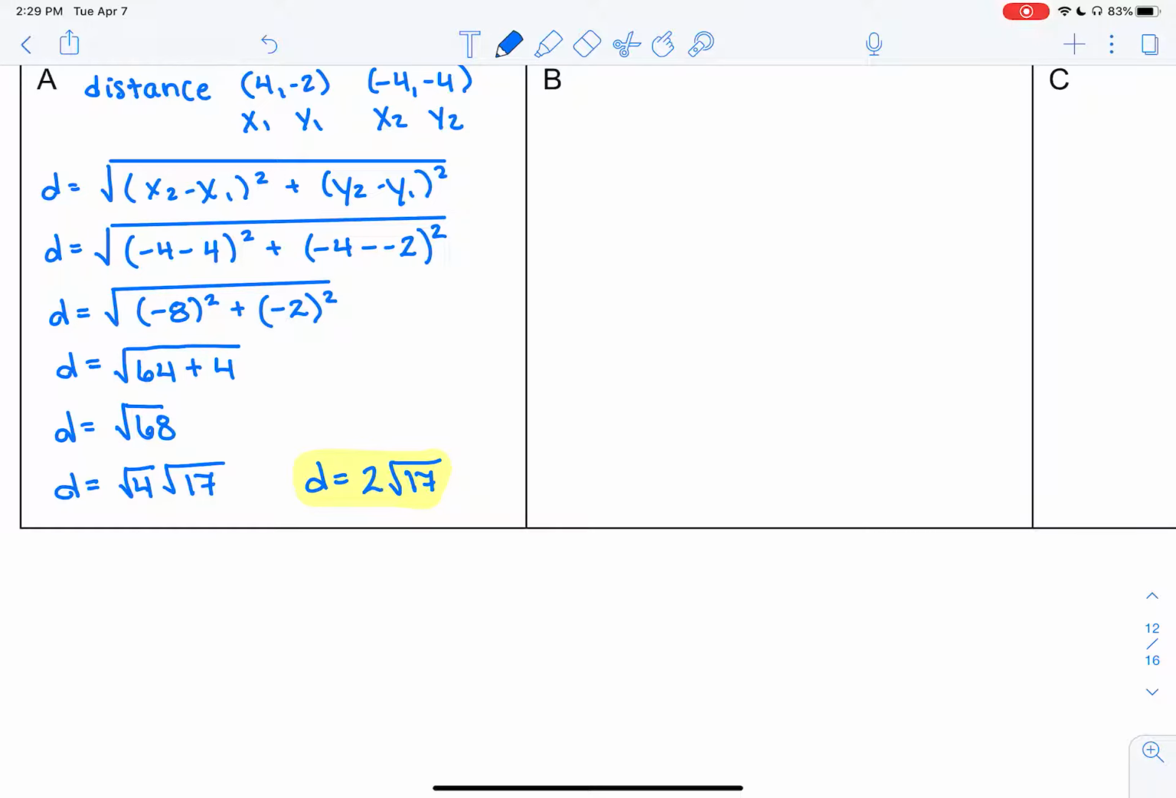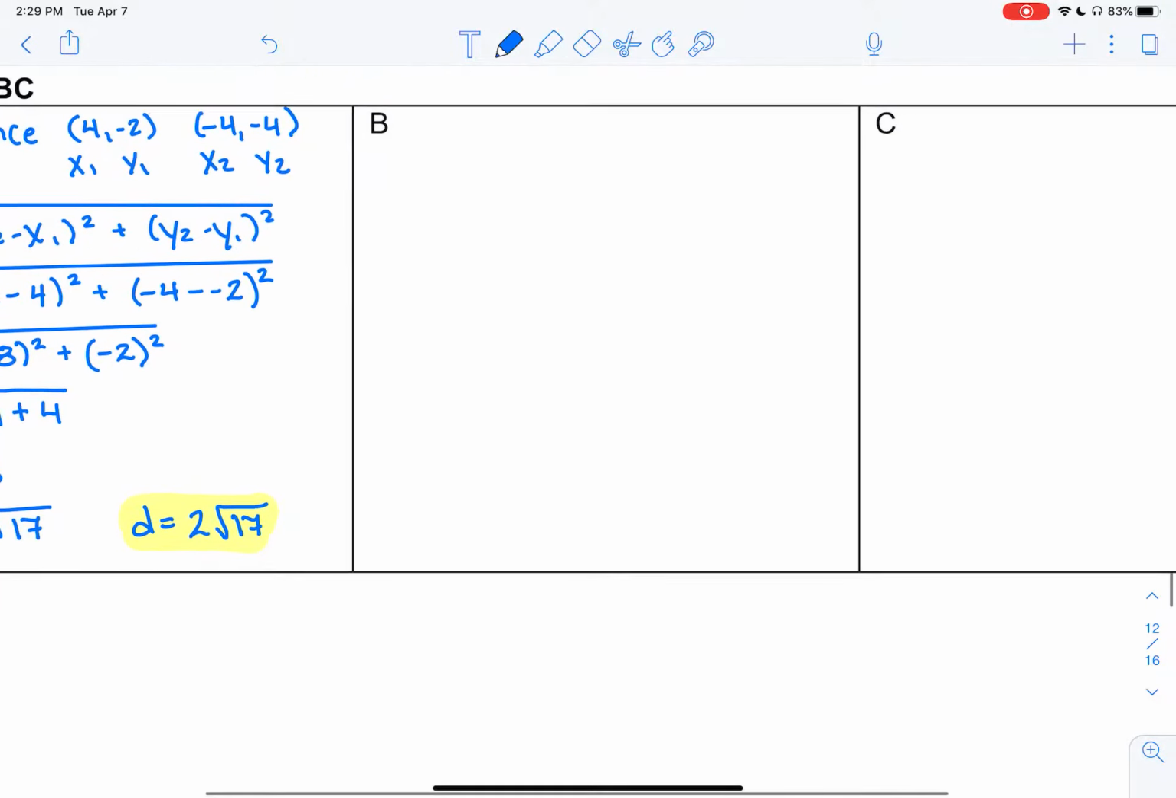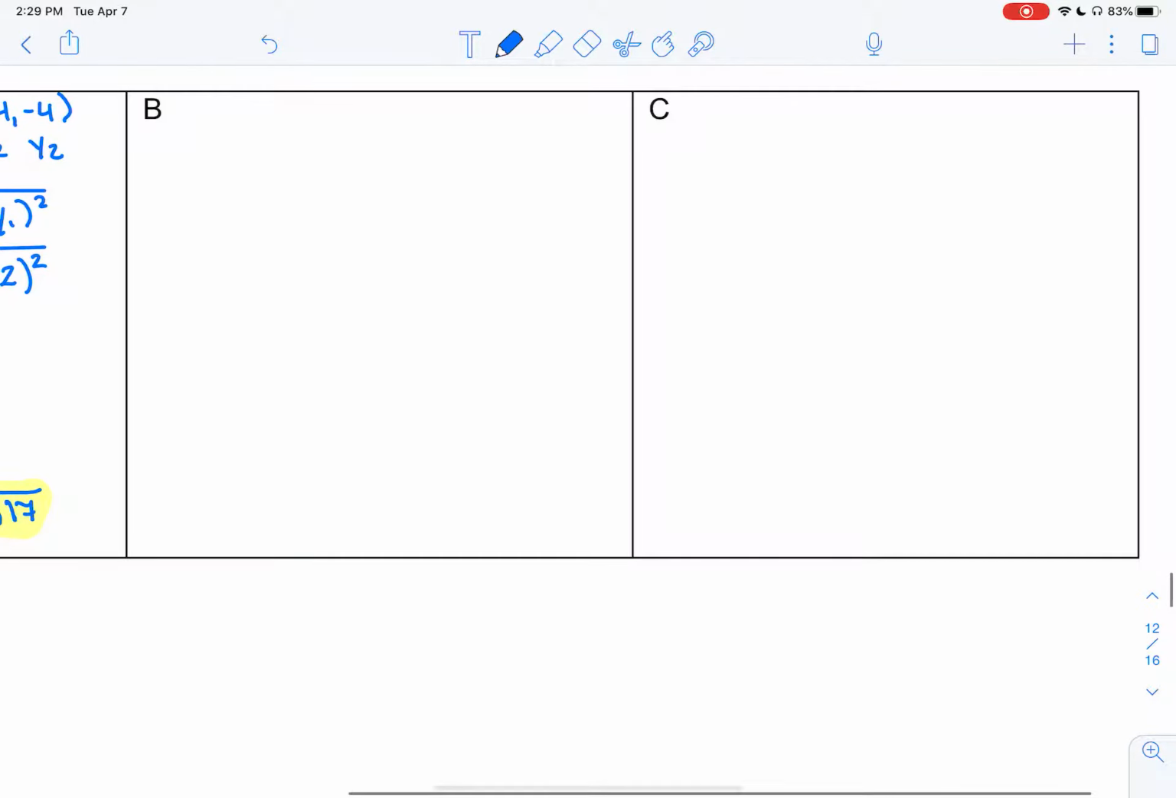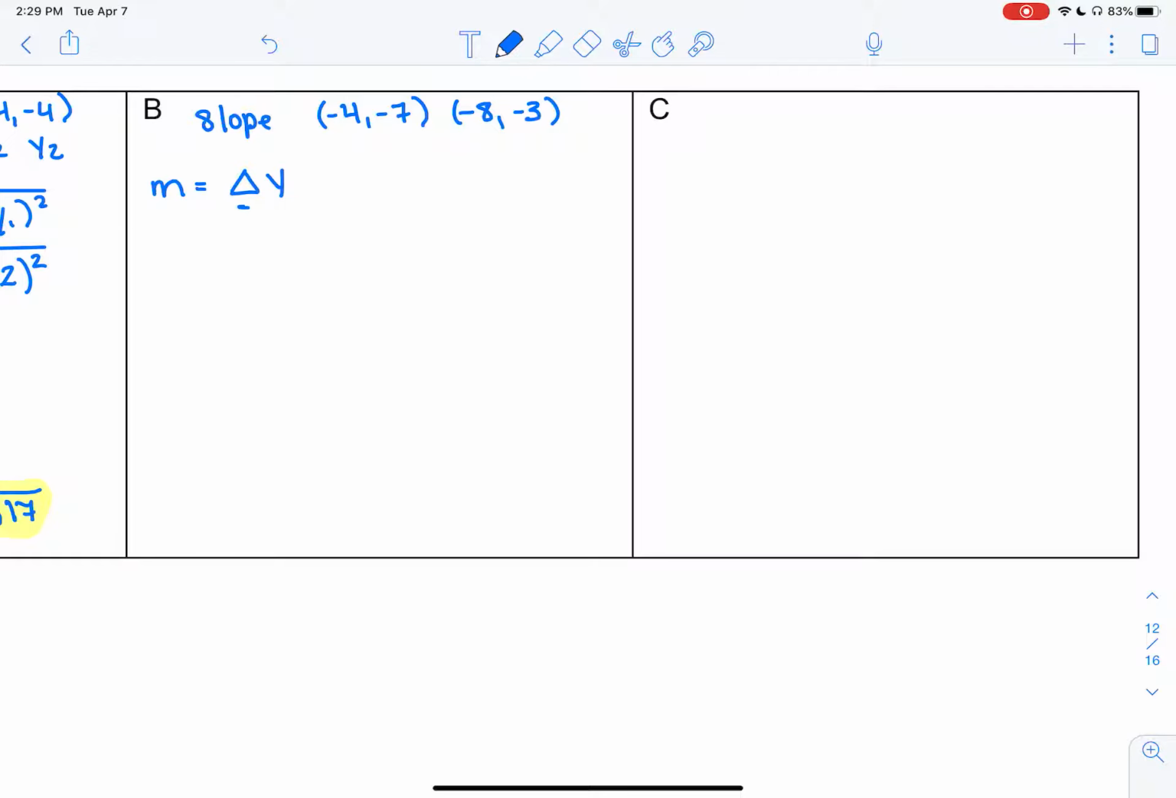Let's look at question B. We're going to find the slope when we are given 2 points. So we're finding the slope of these points, (-4, -7) and (-8, -3). Remember for slope, it's the change in y over the change in x. So we take our second y value, which is -3, subtract the first y value, minus a -7. X values do the same, second x minus the first x.